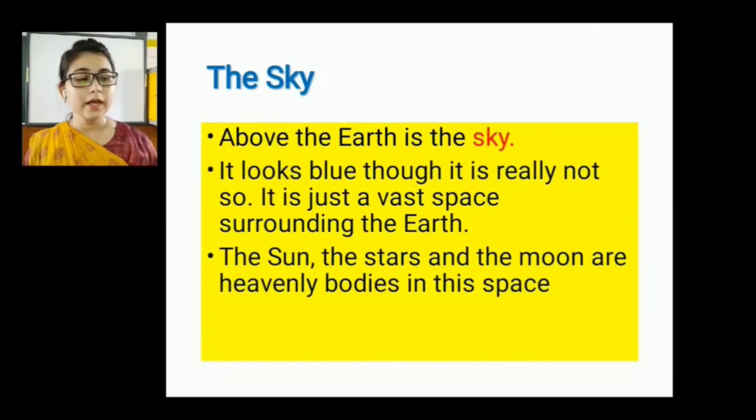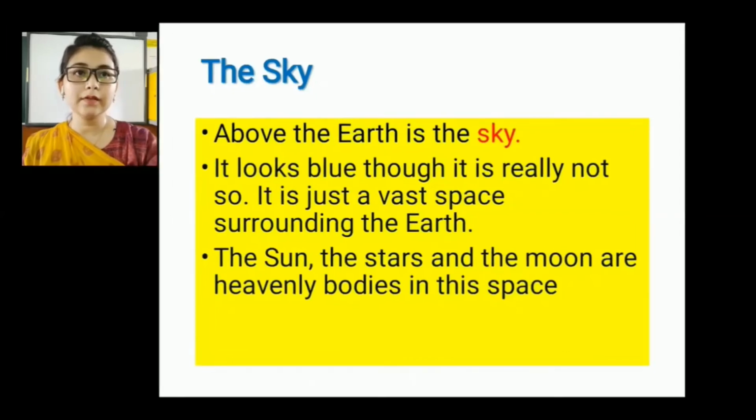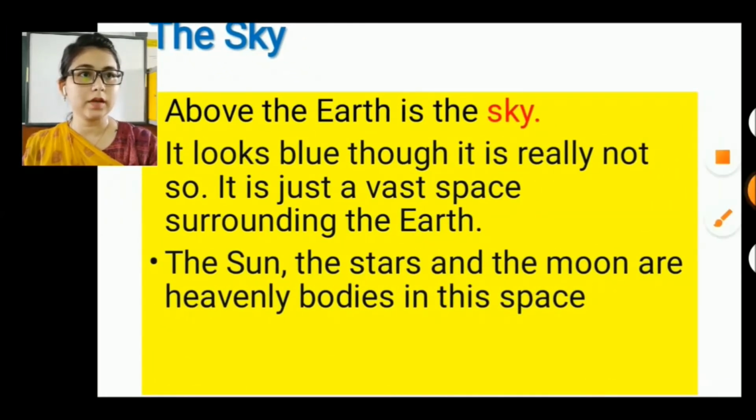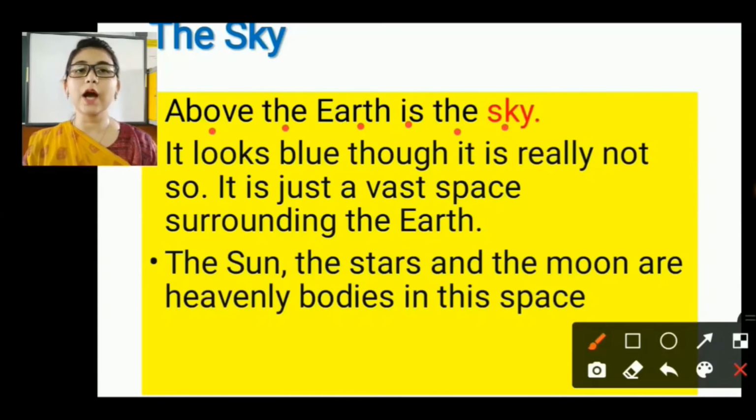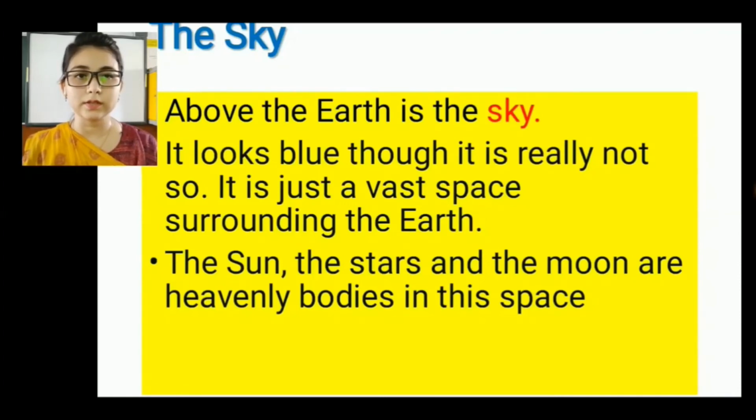The sky. It is given on page number 9, students, in your book. Let's just see. Above the earth is the sky. It looks blue, though it is really not so. It looks blue, but the real color is not blue. It is just a vast space surrounding the earth. Okay? The sun, the stars, the moon, and heavenly bodies are in space, and it's a part of the sky. Okay? In the sky you can see all these things.